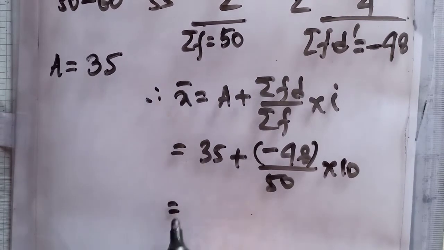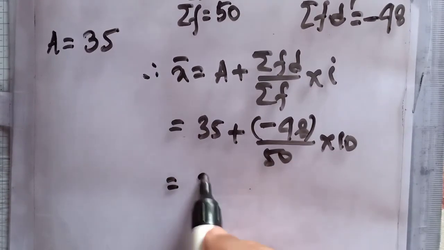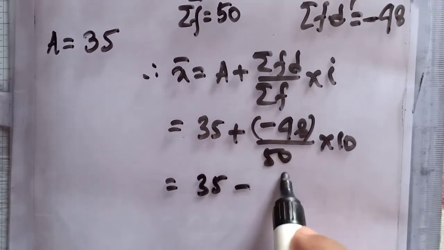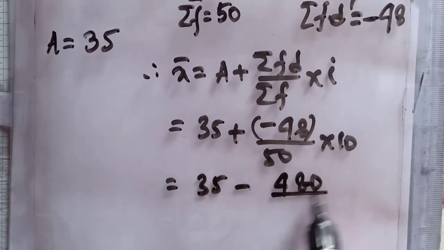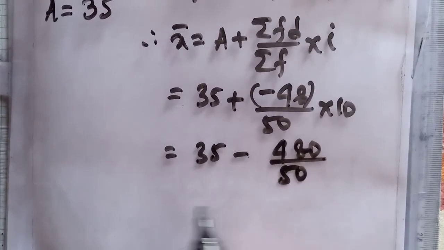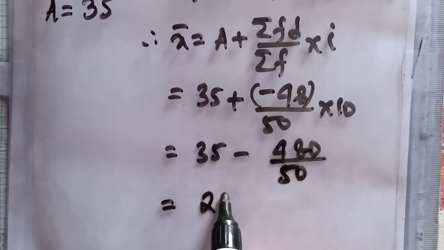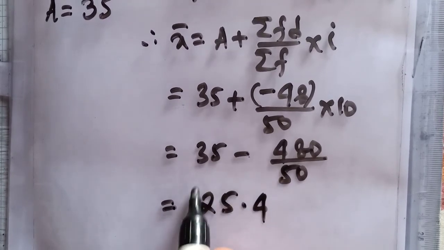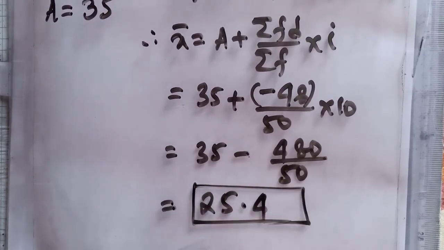So if you do that, it again is 35 minus 480 divided by 50, which is equal to, if you calculate, 25.4 as the mean value, again by the step deviation method.